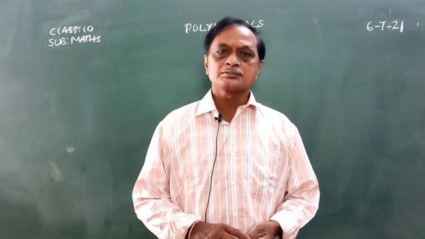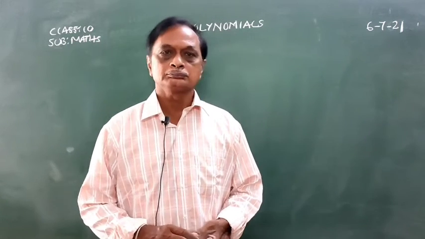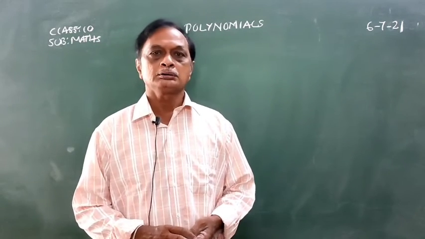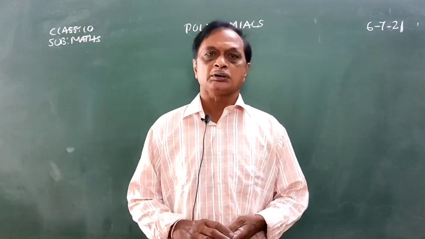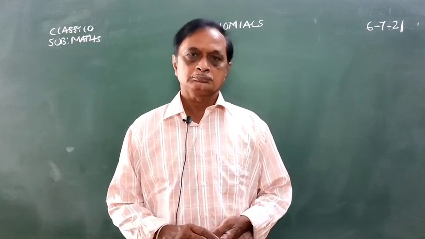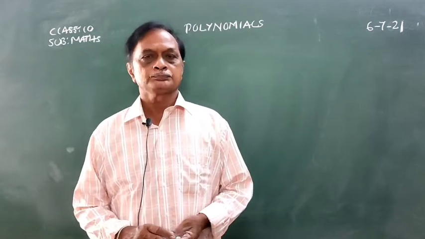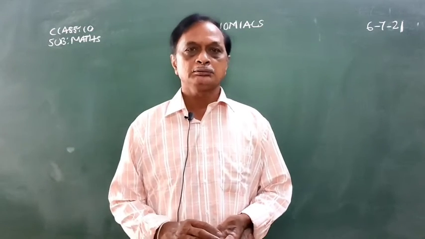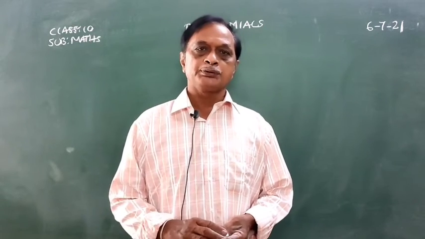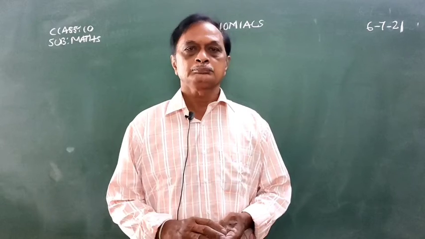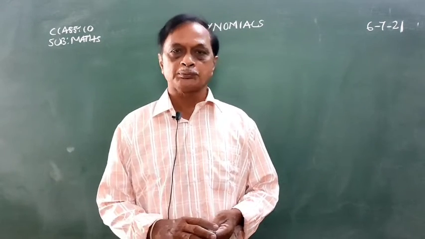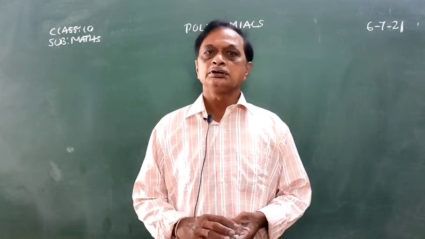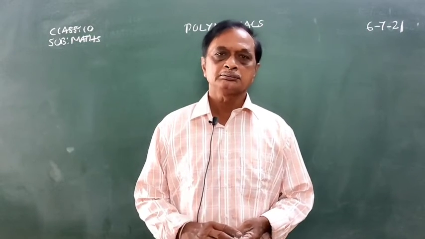Good morning, students. In the previous video, we learned how to verify the zeros and the coefficients of a cubic polynomial. Sum of the zeros of a cubic polynomial ax cubed plus bx square plus cx plus d, that is alpha plus beta plus gamma, is given by the formula minus b by a.